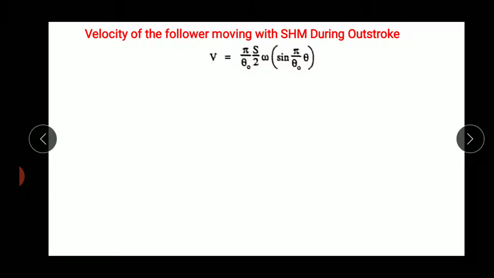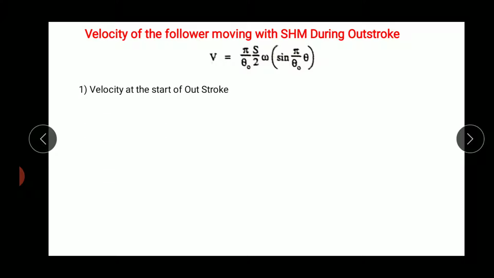So, the velocity of the follower moving with simple harmonic motion during outstroke. Its formula, as we had discussed in our earlier video on SHM, is pi by theta o into s by 2 into omega into sine of pi by theta o into theta. You need to remember this formula. Now we have to calculate the velocity at three different positions: at the start of outstroke, at the half of outstroke, and at the end of outstroke.